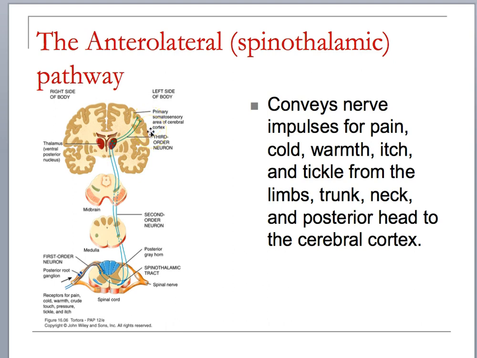Notice what it's carrying. It's carrying pain, cold, warmth, itch, and tickle from the limbs, trunk, and neck, as well as the posterior head, and it's taking all of that to the cerebral cortex. So draw a stick man. Put these types of sensation from the limbs, the trunk, and the neck, as well as the posterior head. And that's how you get this type of sensation, pain, cold, warmth, tickle, and itch, up to the cortex of the brain. One more before we switch over to muscle, okay?